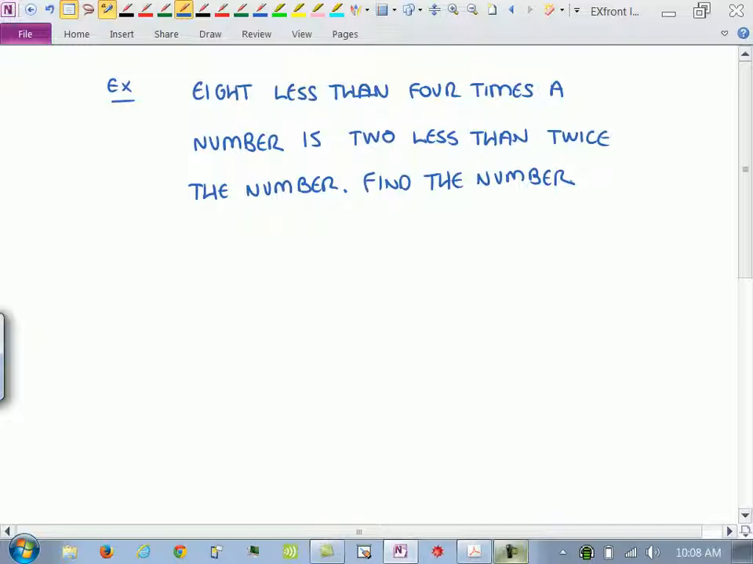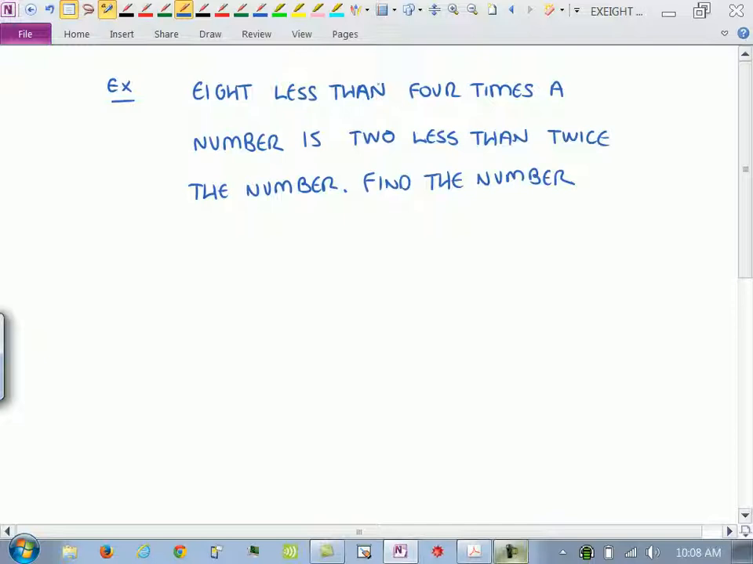All right, here we go. 8 less than. What does that mean? 8 less than. What operation do you think that's going to be in there? If I say 8 less than, subtraction, right? The less than is subtraction. Subtraction of how much?